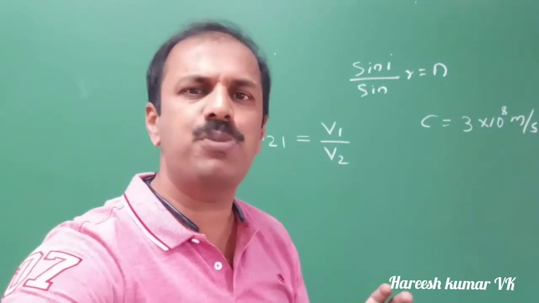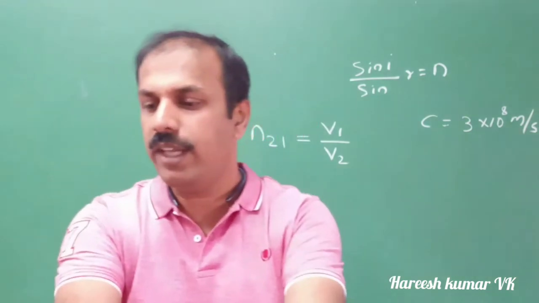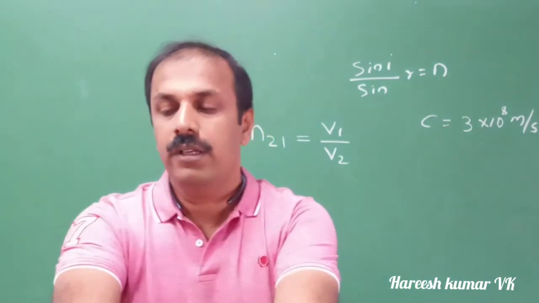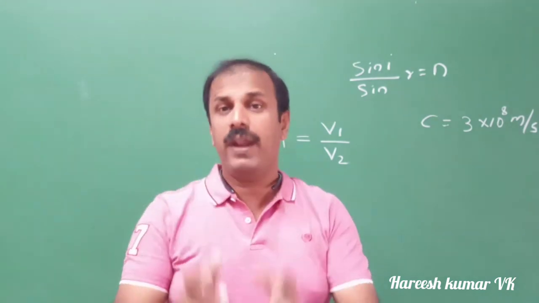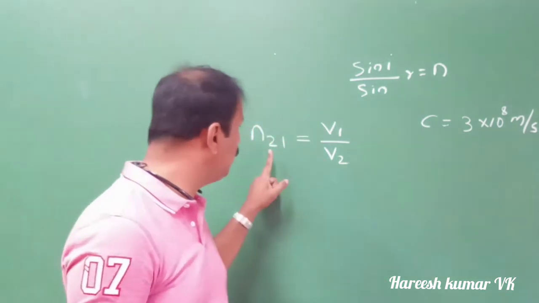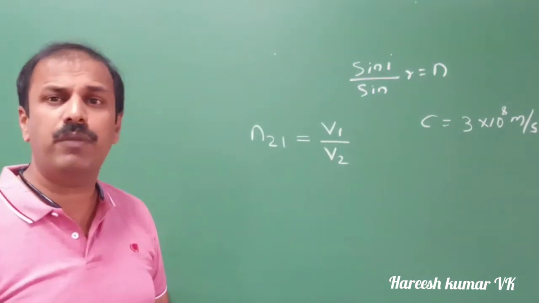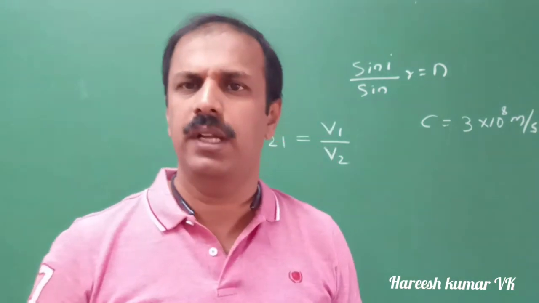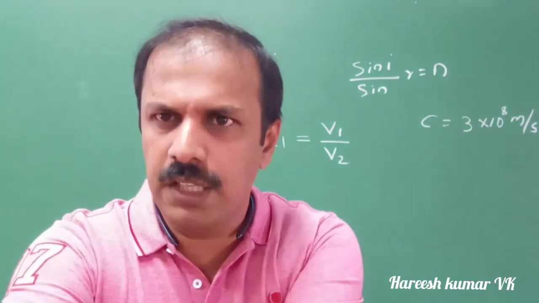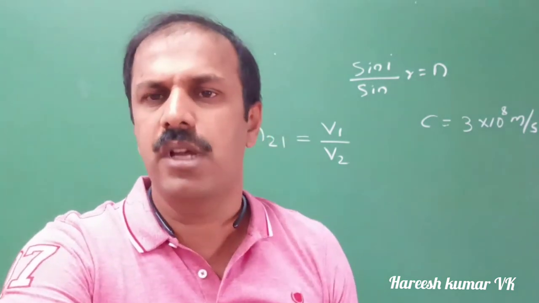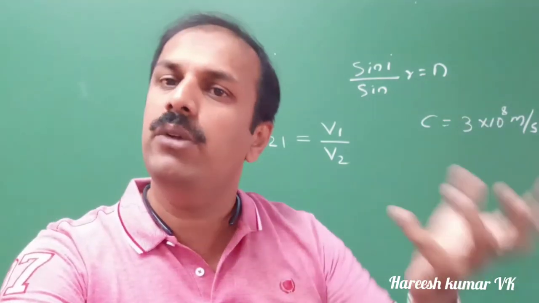That's why we can take speed of light in vacuum and air as 3 into 10 to the power 8 meter per second. Now, the refractive index, as I already discussed, is speed of light in first medium divided by speed of light in second medium, very simple. If speed of light in the first and second medium is given, you can calculate the refractive index. Or if you know the refractive index and speed of light in one medium, then you can calculate for the other medium also.